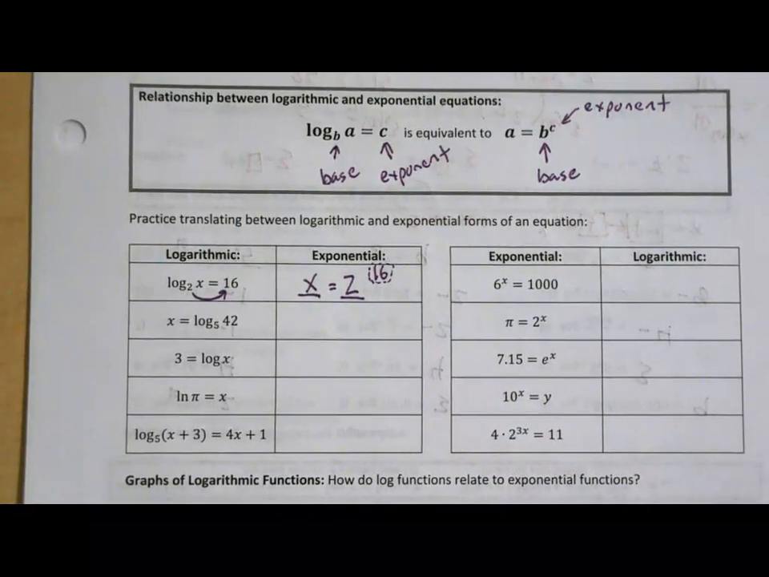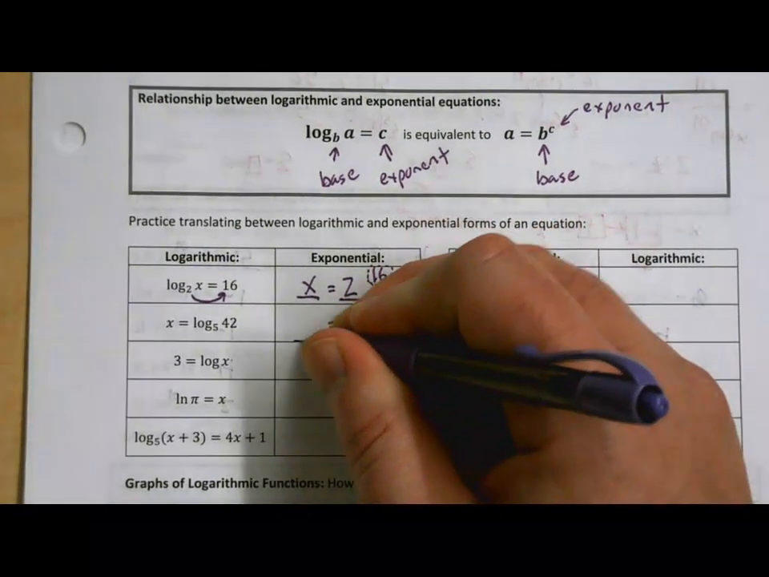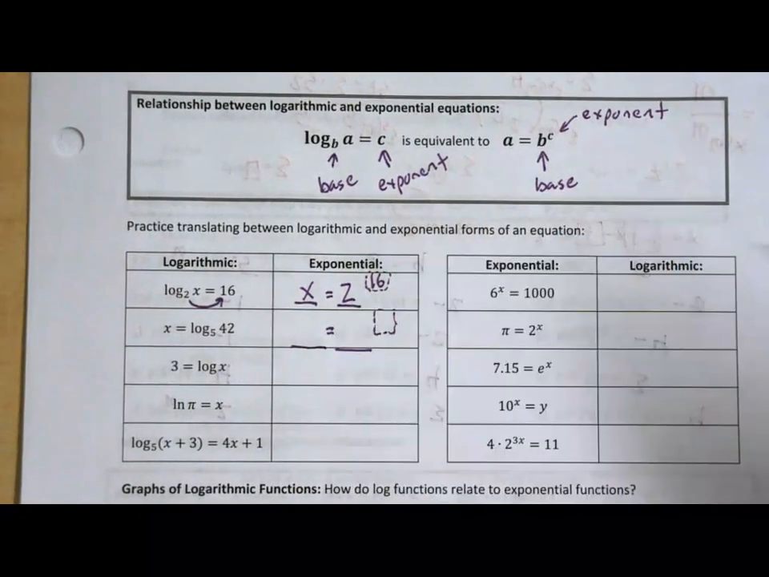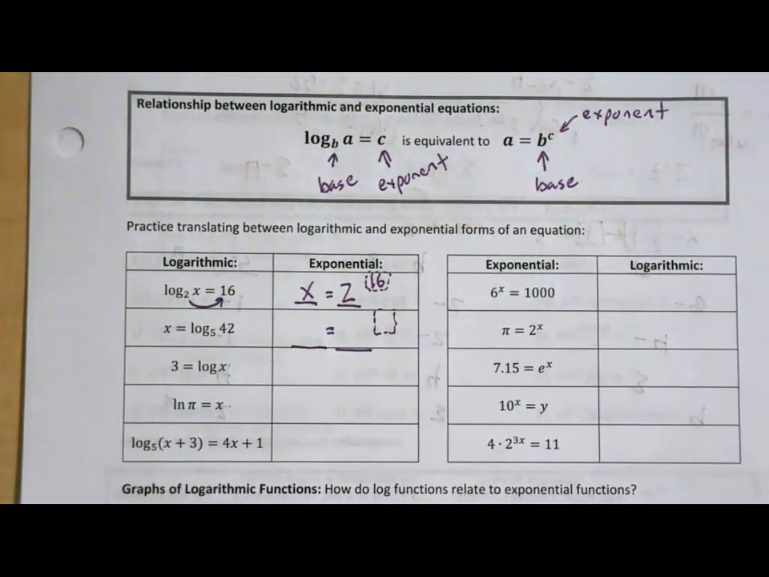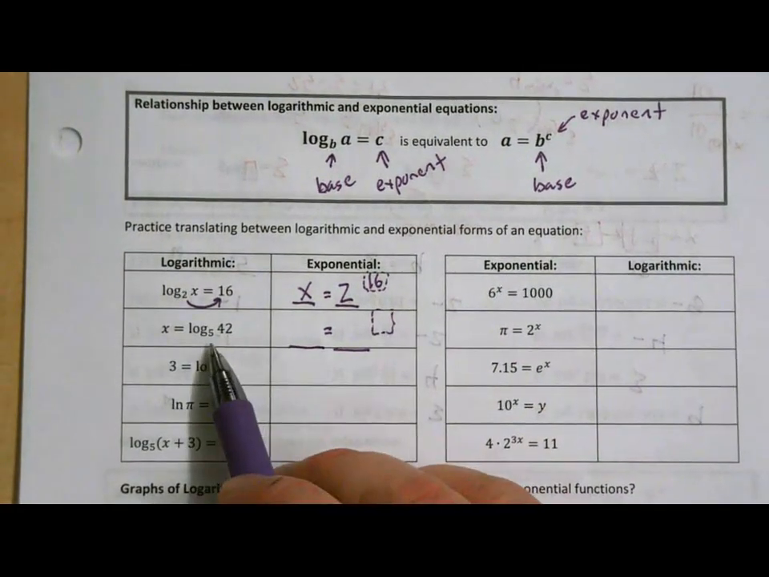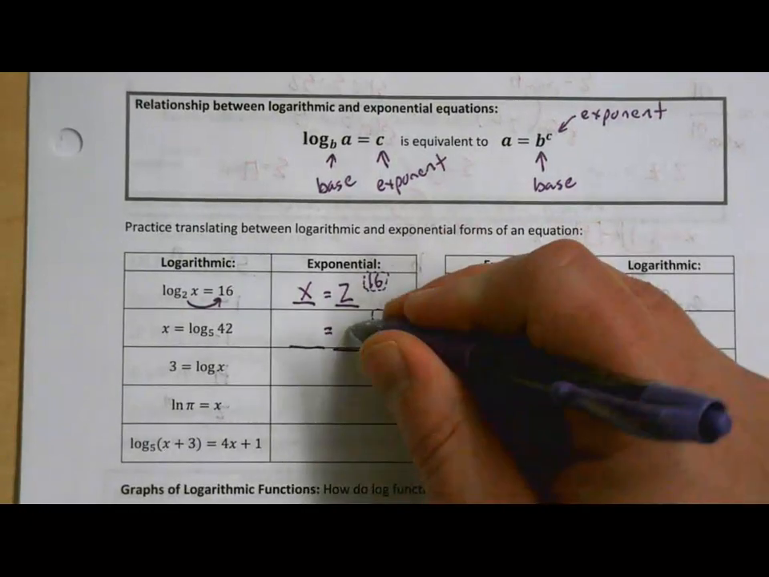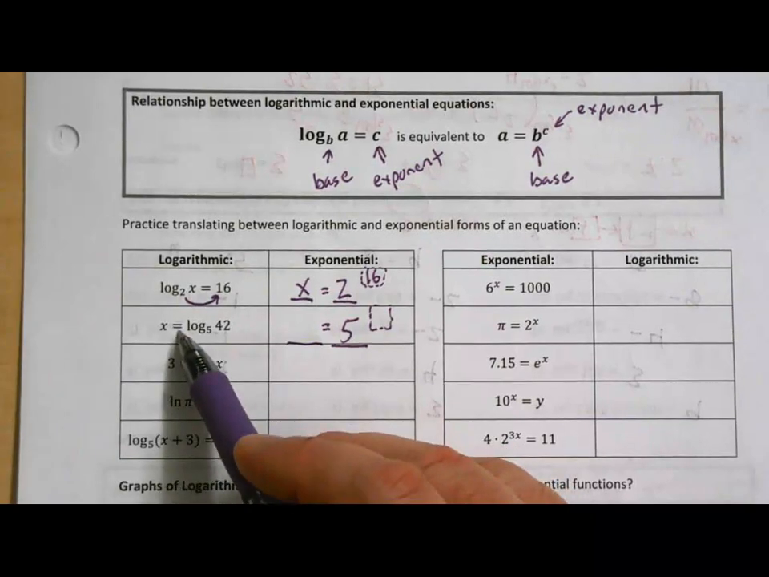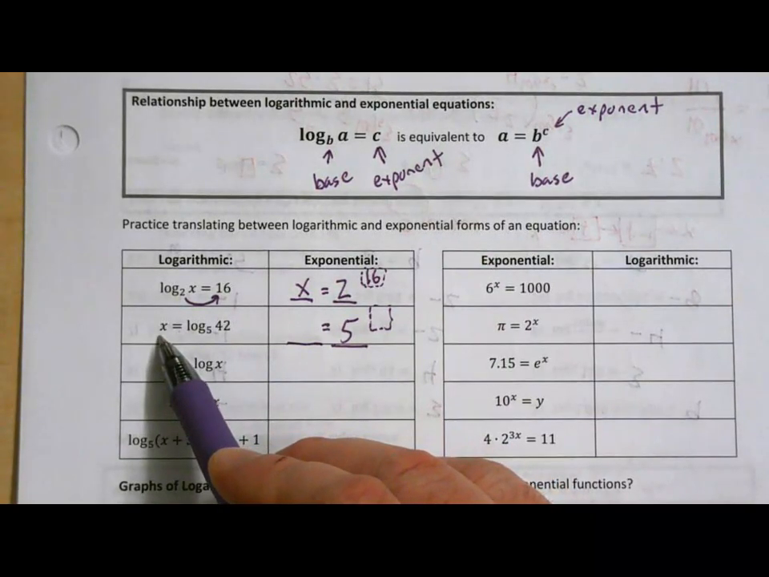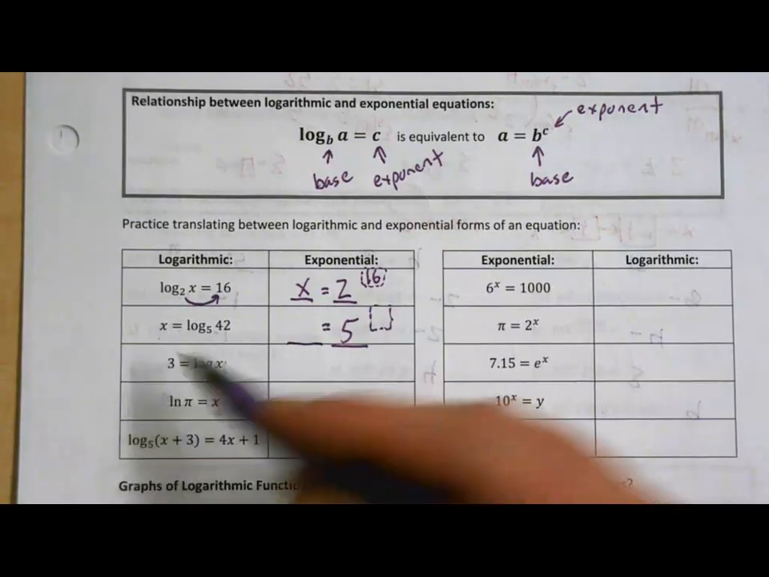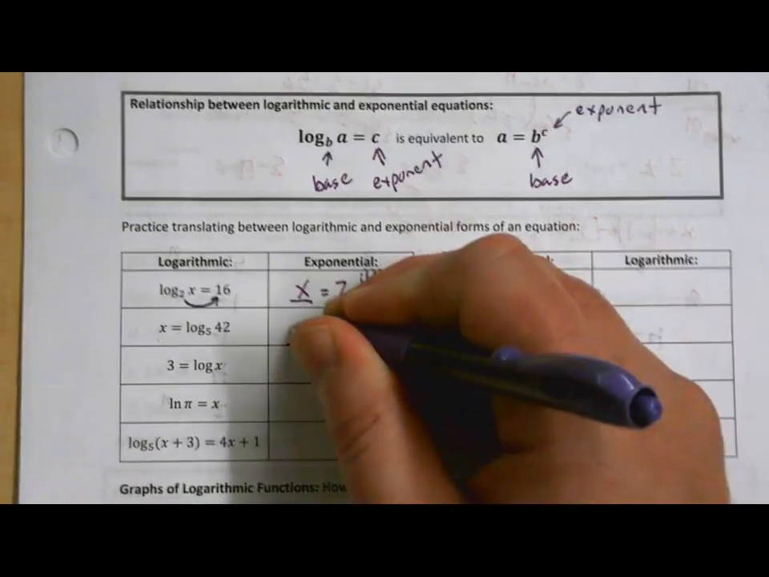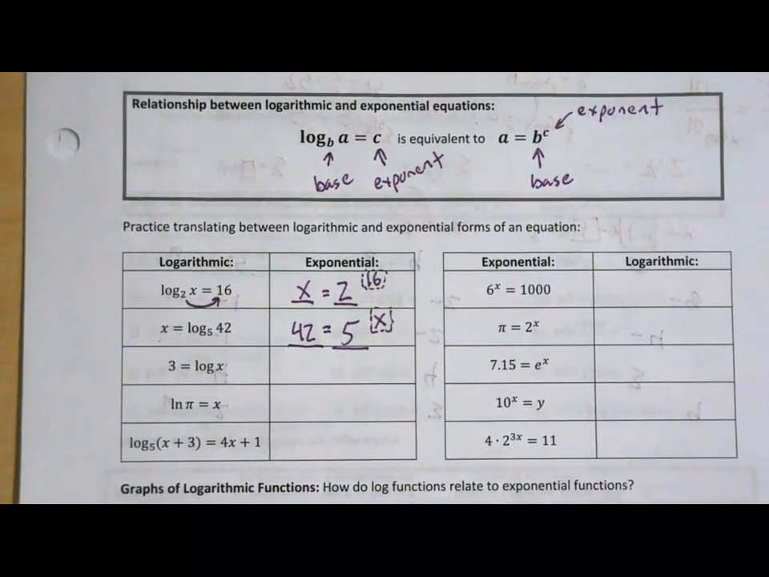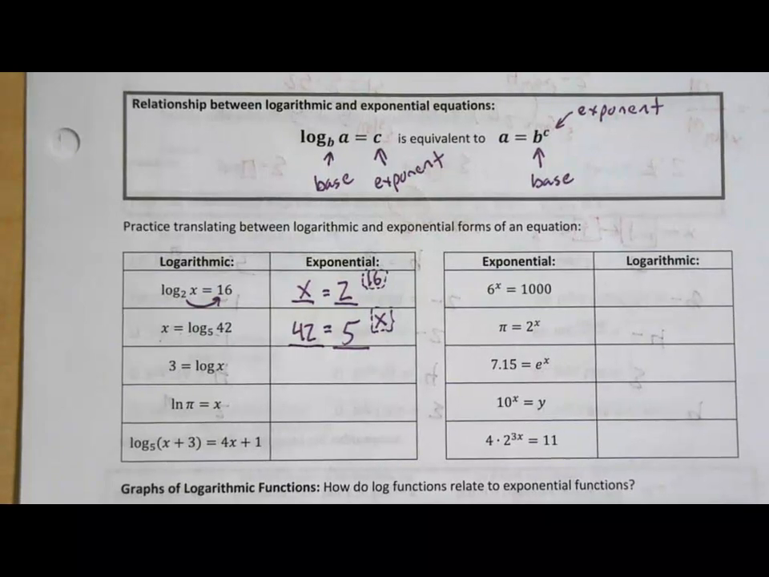All right, let's try another one. We're going to have something equals some base to some exponent. So what's my base? My base is 5. What's my exponent? Remember, the exponent is equal to the log. So I'd say my exponent is the x. And 42 is the other piece.